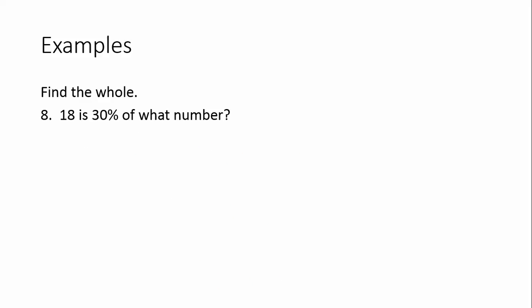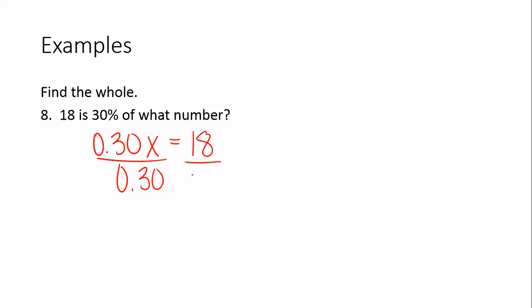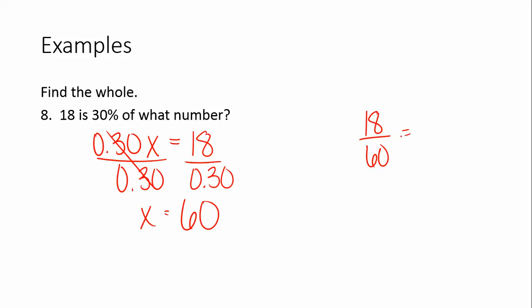Here we have 18 is 30% of what number? So we need to change the 30% to a decimal. We don't know the whole, that's our x, and it's equal to 18. So we divide both sides by 0.30 or 0.3, that is the same thing. 18 divided by 0.30 is also 60. So that means that 18 is 30% of 60. Now you could check your answer by taking 18 divided by 60, and you should get 0.3 or 30%. So you can always verify your answers here.